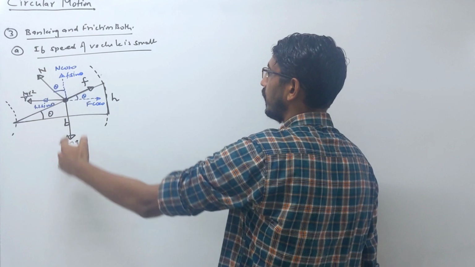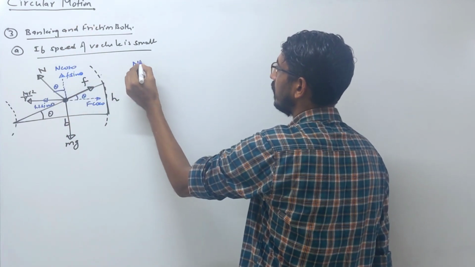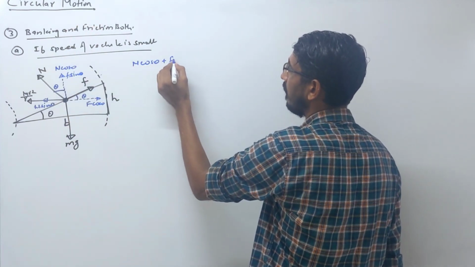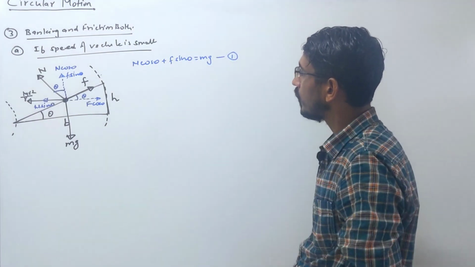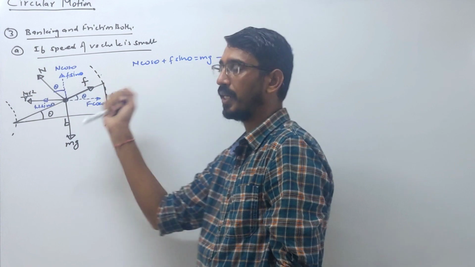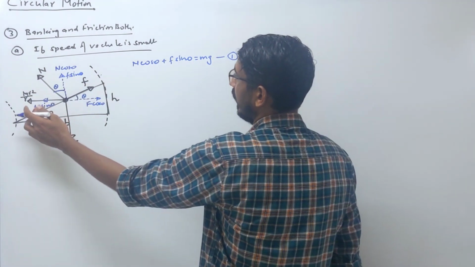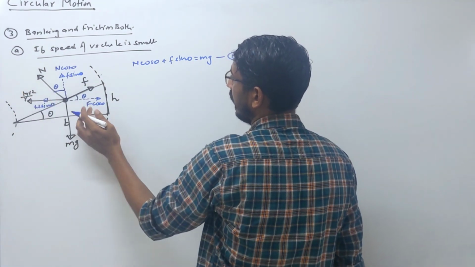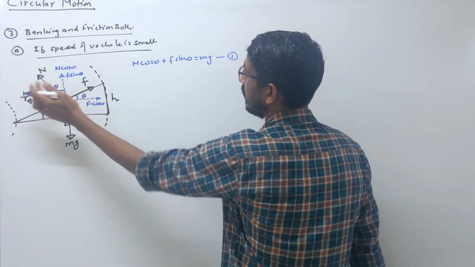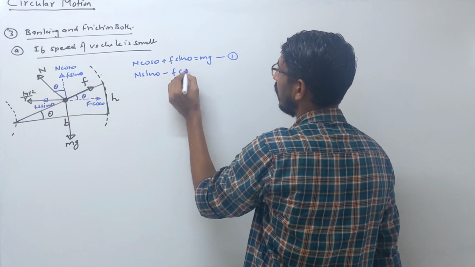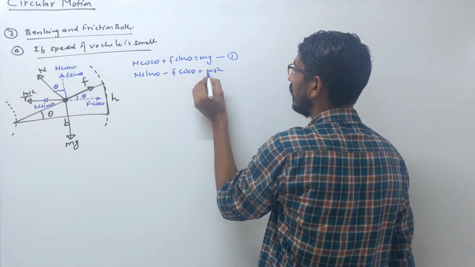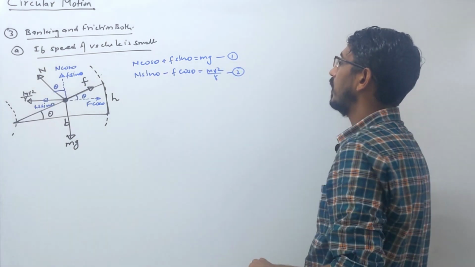Okay, let's write the forces. Vertical direction forces: N cos theta plus F sin theta should be equal to what? mg, equation 1. Forces toward the center: here N sin theta, mv square by r here, and F cos theta. So N sin theta minus F cos theta should be equal to mv square by r, equation 2.